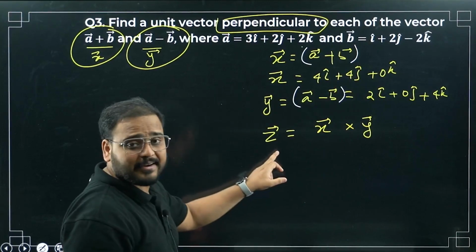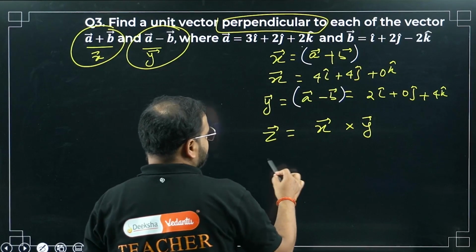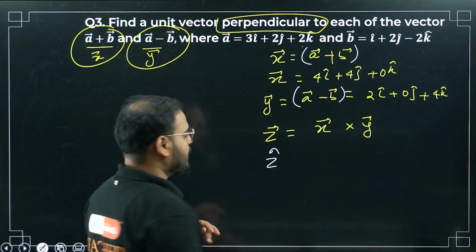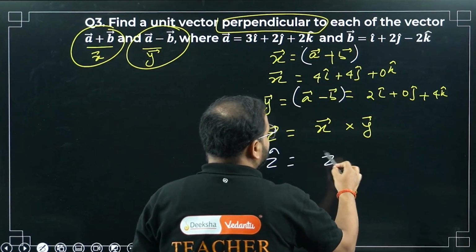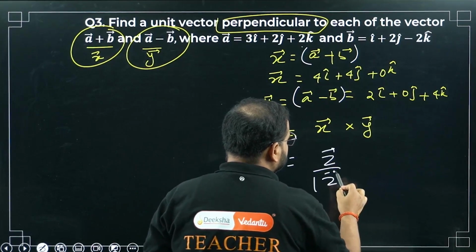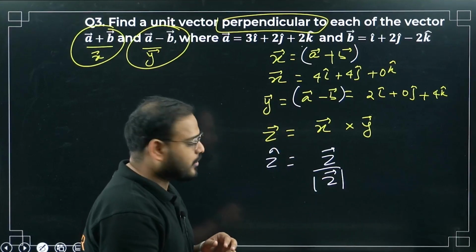What are they asking? Z vector. They are asking unit vector Z, which means they are asking Z cap. How are we going to find Z cap? Sir, vector Z upon mod of vector Z. A very good question.